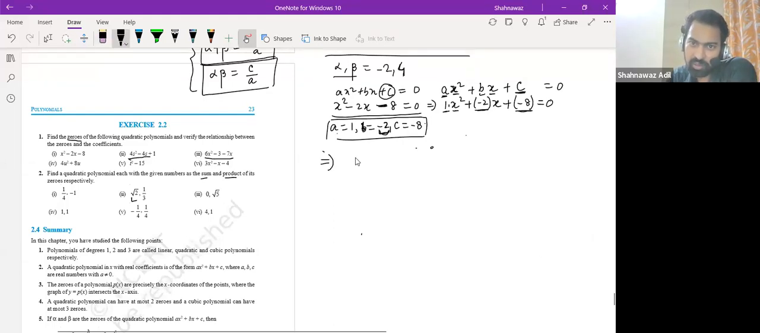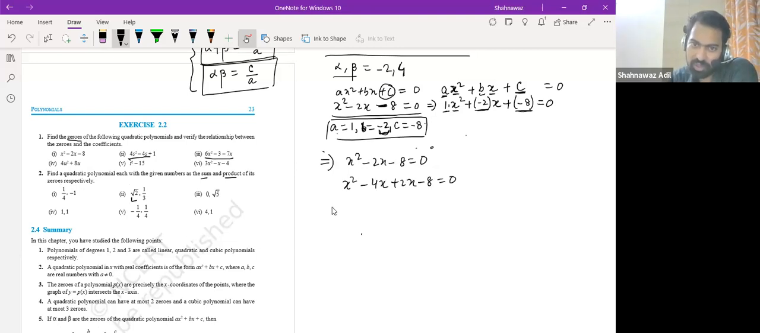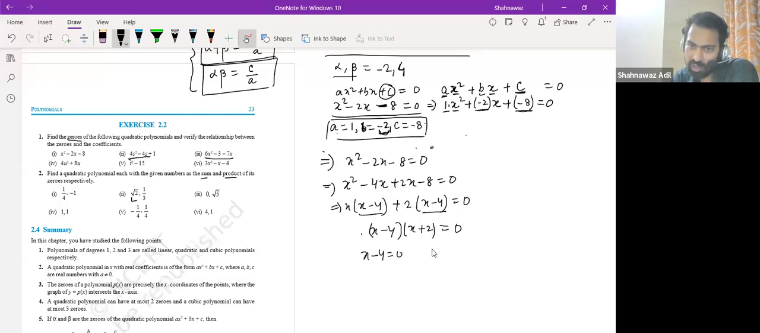So x squared minus 2x minus 8 equals to 0. I split minus 2x as minus 4x plus 2x minus 8 equals to 0. So I get x minus 4 common, and 2 is common with x minus 4. So I take x minus 4 common again, and I have x plus 2. So x minus 4 equals to 0 and x plus 2 equals to 0. So I get x equals to 4 and x equals to minus 2.